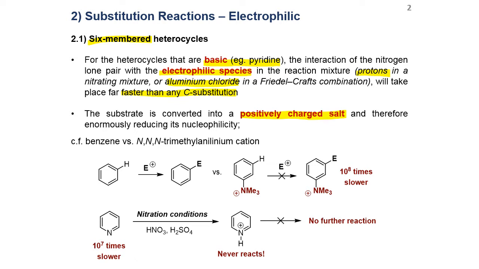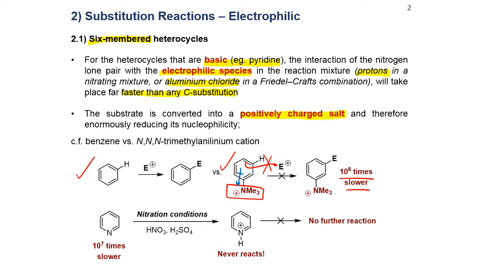So before we look at the pyridine, we can see the difference between electrophilic substitution of benzene and electrophilic substitution of N,N,N-trimethylanilinium cation, which is the benzene that has the quaternary ammonium salt as a substituent. And we know that this positive charge can pull away electrons from the aromatic system, and therefore the attack of electrons from aromatic system to electrophile is worse, and this is 10^8 times slower than that of benzene.